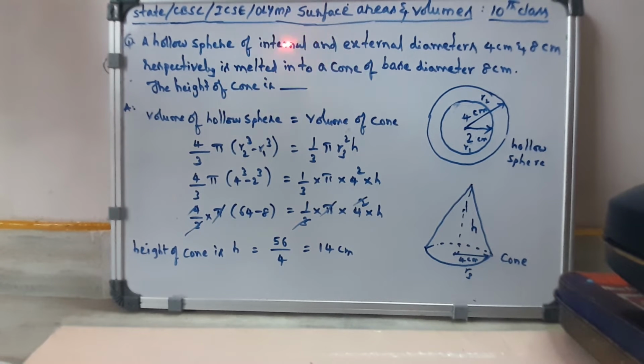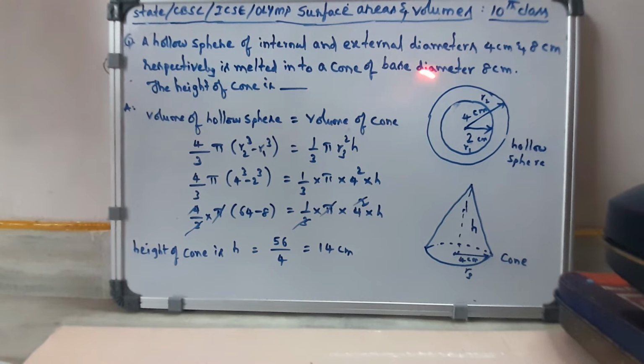Here we have to understand the problem. Here, the hollow sphere, you can see this is the hollow sphere. This is the internal diameter. Internal diameter is 4 cm, then radius is 2 cm. External diameter is 8 cm, which means radius is 4 cm. This is the hollow sphere, just like a ball.